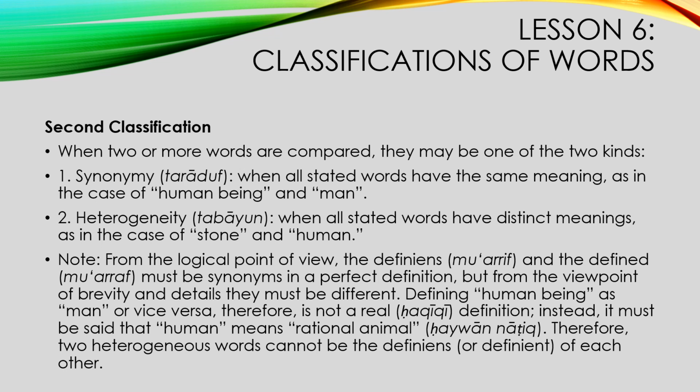Now take note that from the logical point of view, the definition, or as you can remember, we call it mu'arrif, and the defined, or what we call mu'arraf, must be synonyms in a perfect definition. But from the viewpoint of brevity and details, they must be different. Now, defining human being as man or vice versa, therefore, is not a real or haqiqi definition. Instead, it must be said that human means rational animal or hayawanun natiq, and therefore, two synonymous words cannot be the definiens of each other. So that is obvious.